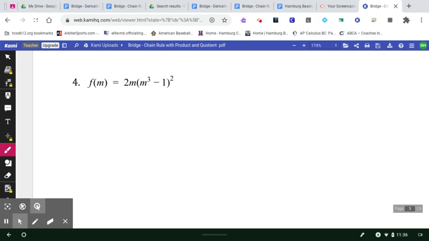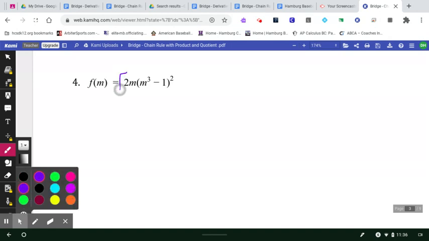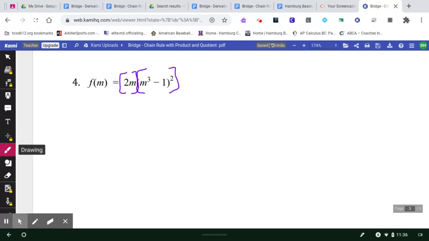All right, f of m equals 2m times m cubed minus 1. So notice I said times, and I'm going to compare. In the first term, I have a variable. In the second term, I have a variable, so I definitely have a product rule. So let's talk it out.